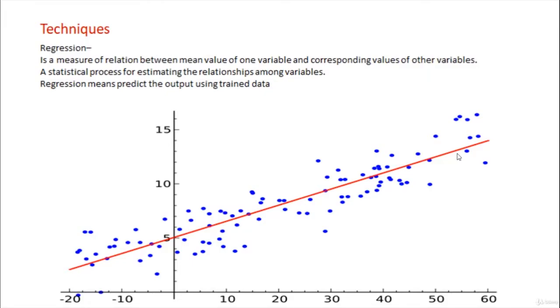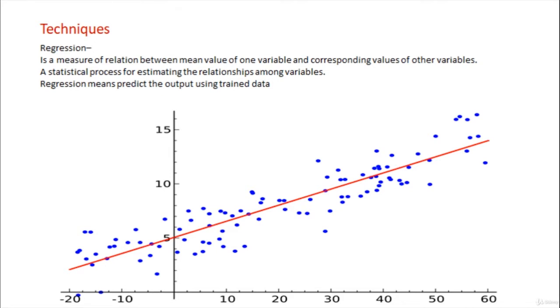Welcome back. In this lecture, we will be learning about regression. Regression is a very important algorithm when we work in data analysis or machine learning. What regression really does is it is a measure of relationship between a mean value of one variable and a corresponding value of another variable.